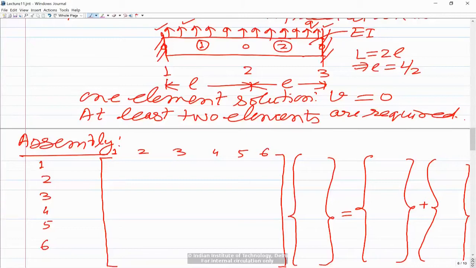And even the lengths of the elements could be different, but for the time being, because each element has the same value of EI and the length of the element is the same, I can take this EI by L cube as common. So that's what I'm doing.